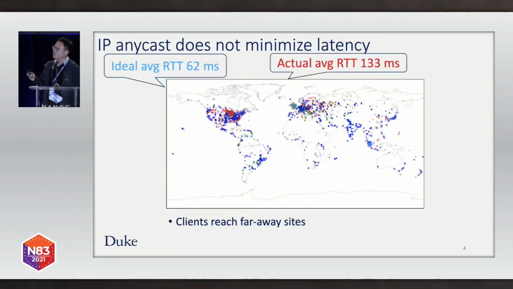In this case, we also measured the performance of all clients around the world. That gave us an average round trip time for all clients of 133 milliseconds. That's almost twice the ideal case. This also tells us that in a real Anycast network, clients do not necessarily select the optimal Anycast site. That means clients often reach far away sites.